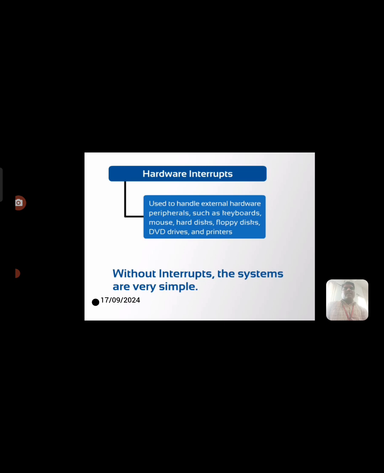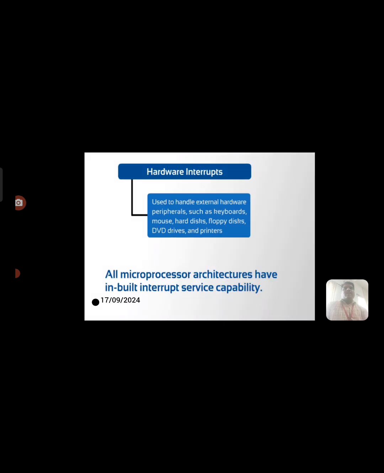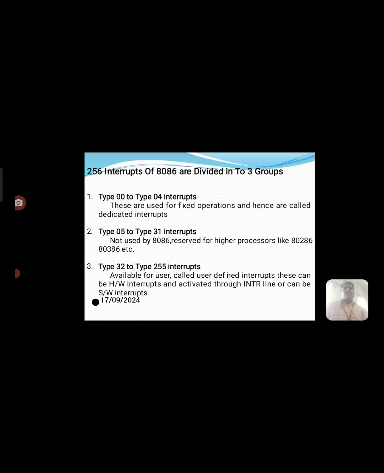Without interrupts, the system is very simple. Whenever an interrupt comes, the CPU stops the current execution of the program and gives control to the interrupt routine. All microprocessor architectures have inbuilt interrupt service capability. The software interrupts are divided into types: type 0, type 1 to type 4, type 5 to type 31, and type 32 to type 255 interrupts. Based on these types, each does a separate function.